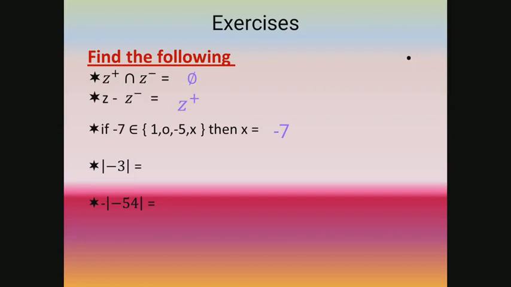Negative absolute value of negative 54 is equal to... yes, someone tells me 54. But why did he say that? Because it's an absolute value, and the absolute value is always positive, but I have a negative outside the absolute value, so I don't forget this negative. The answer will be negative 54.